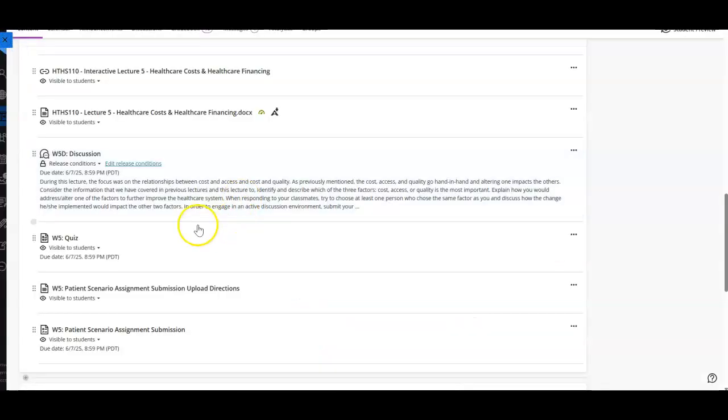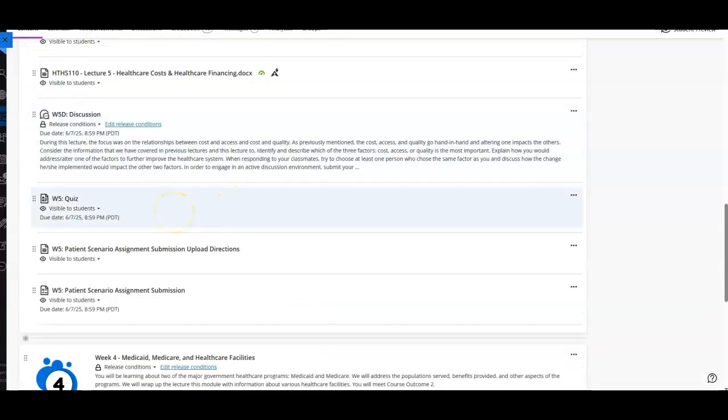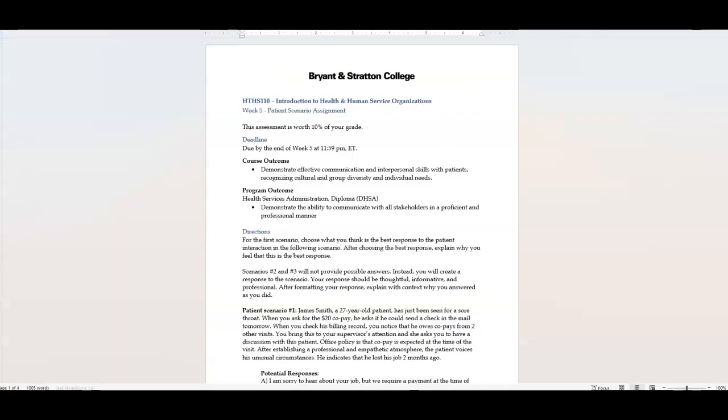So what other work do you have to do? You have your week 5 quiz that's on the lecture materials. And then you have the patient scenario assignment. And this assignment is going to be a part of your e-portfolio, right? So your group of assignments that demonstrate that you've met the institutional and program outcomes. So this is an important one. Let's take a look at the instructions.